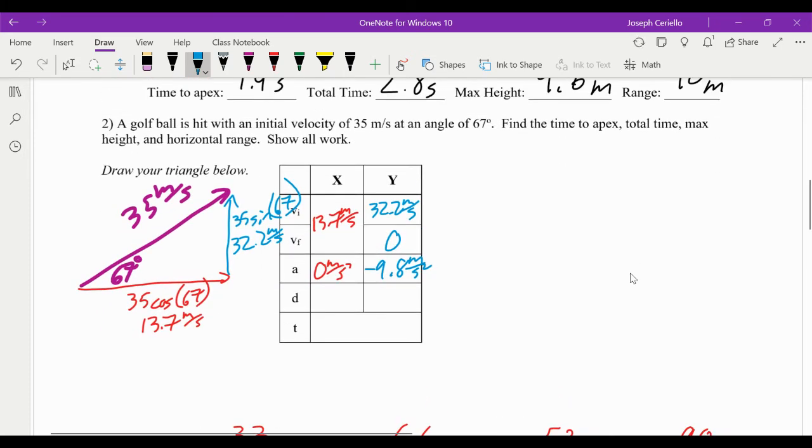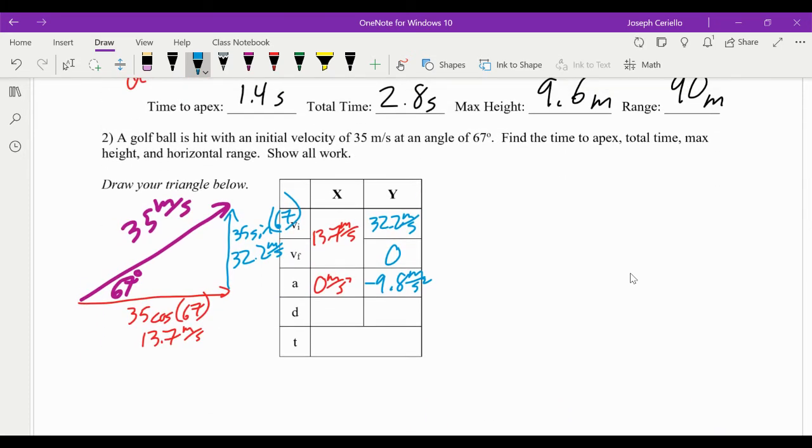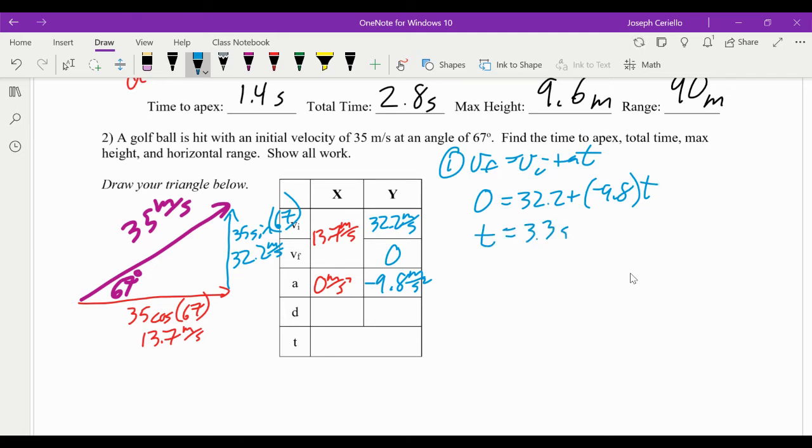Let's get going. Let's solve for the time to the apex. We're going to do this the exact same way we did it before, except the numbers are different. Vf equals Vi plus at. So Vf is 0 in the y direction, Vi is 32.2 plus negative 9.8 t, and you should get about, again rounded, 3.3 seconds. So let's throw that in here. Again, we close off the time portal for any angled projectile and multiply by 2 to get the x, the total time.